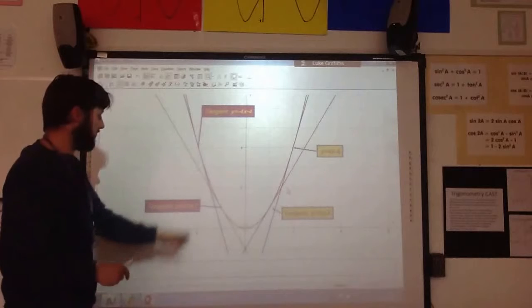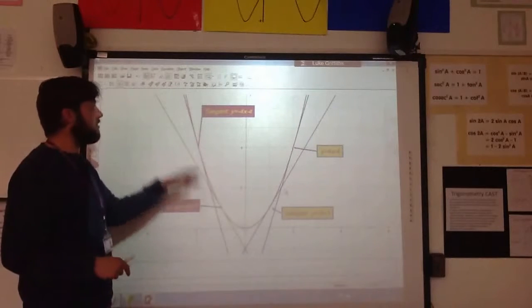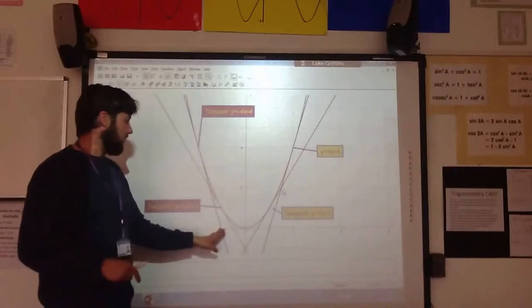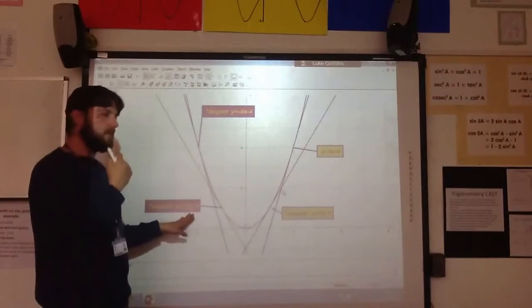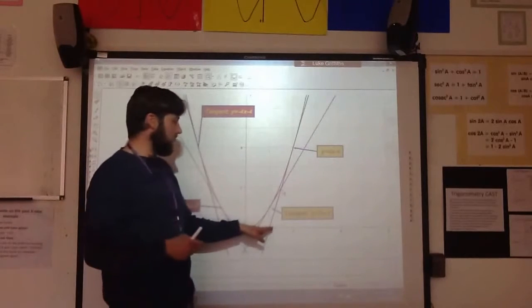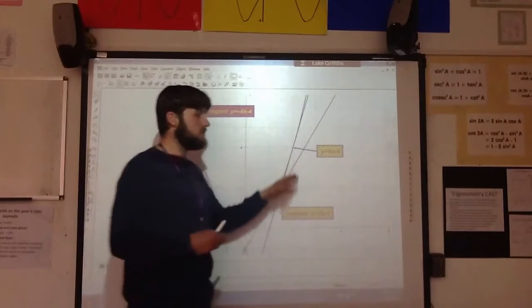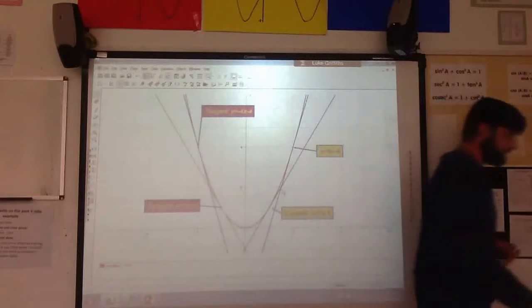So I can see that when x is minus 2, the gradient of the curve is minus 4. When x is minus 1, the gradient of the curve was minus 2. When x was 1, the gradient of the curve was 2, and when x was 2, the gradient of the curve was 4.